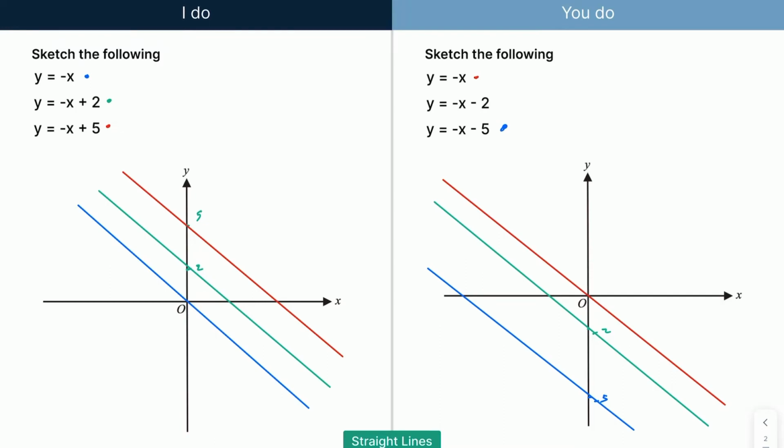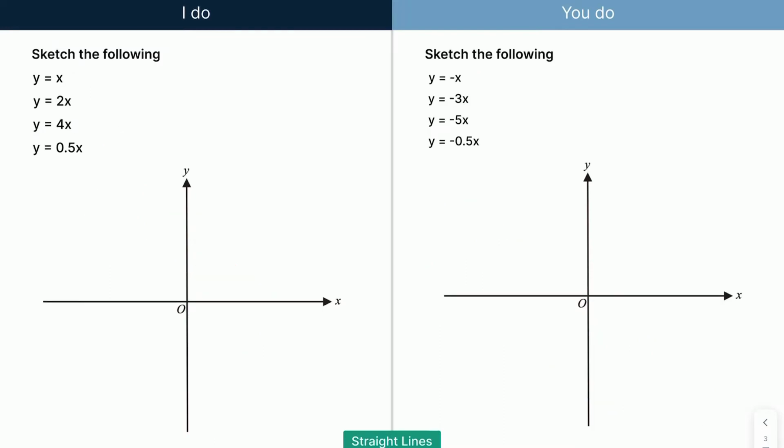There we go. So now moving on, the difference now is the gradient changes. So we now have a 2x, a 4x, and a 0.5. So the number before the x is called the gradient. It tells you how steep the line is. So if you start off nice and easy, in this one, y is equal to x, we know that looks like this.